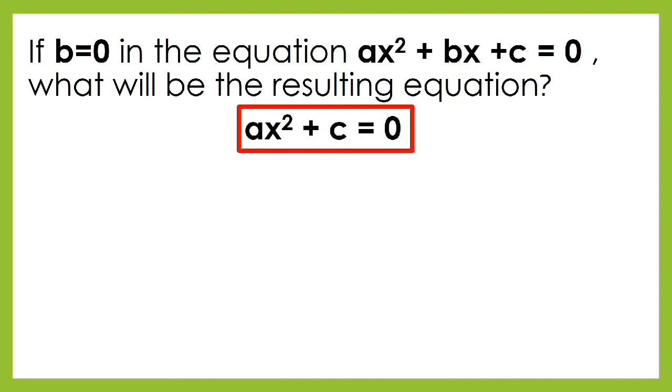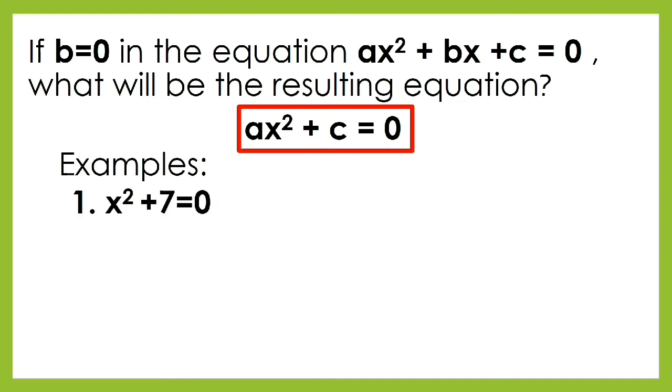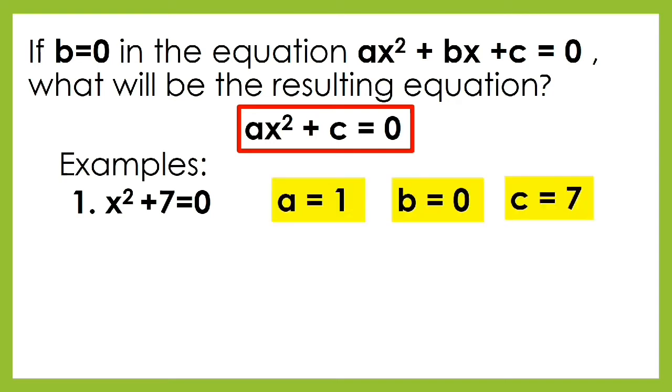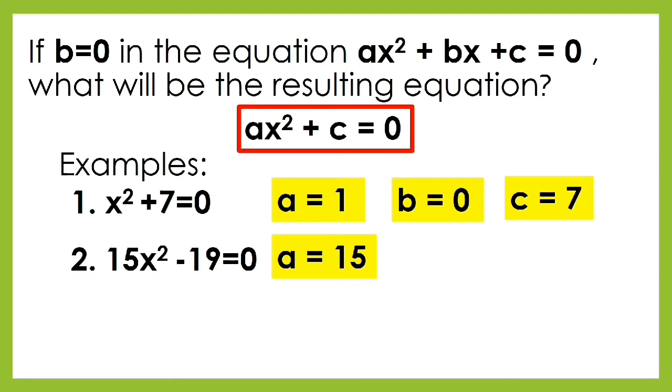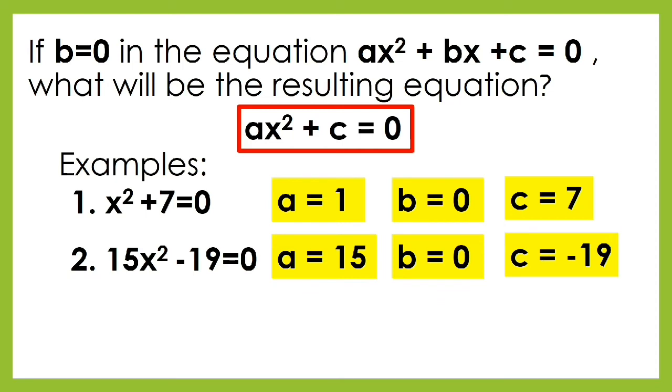Let us have examples and let's identify the values of a, b, and c given this equation. Number 1, x squared plus 7 equals 0. A is 1, our b is 0, and our c is 7. Number 2, 15x squared minus 19 equals 0. A is positive 15, b is 0, and c is negative 19.